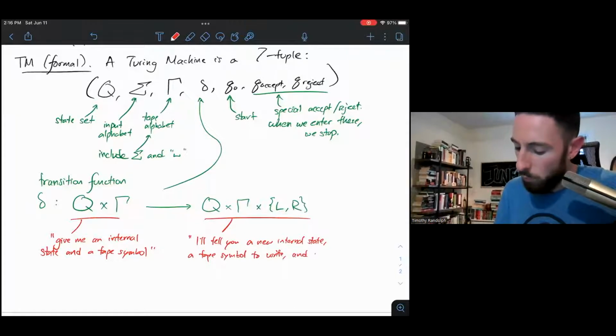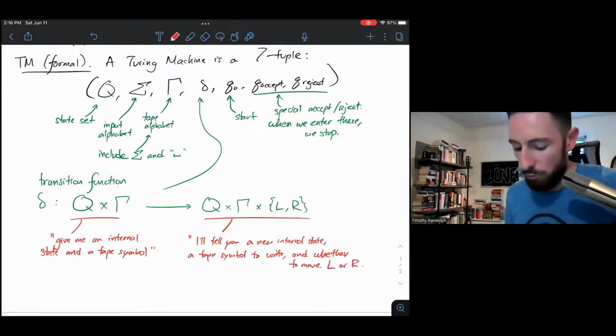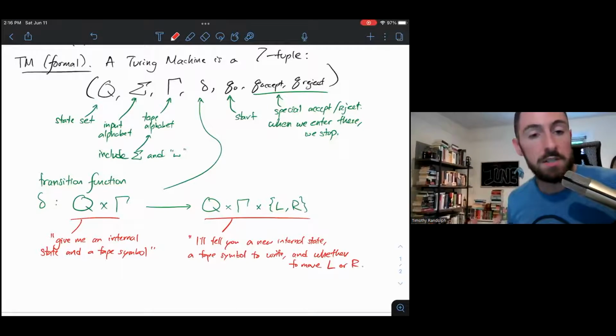And whether to move left or right. So our transition function is telling us precisely what we would expect based on where we are. What we know right now: I'm in this internal state and I can see this symbol on the tape below me. I'm going to move to a new internal state, possibly write something new on the tape below me, and either move left or move right.